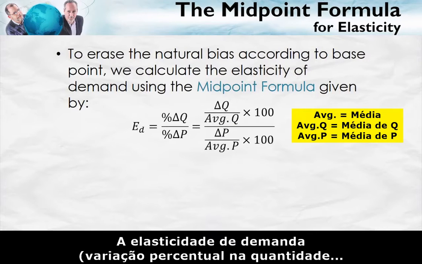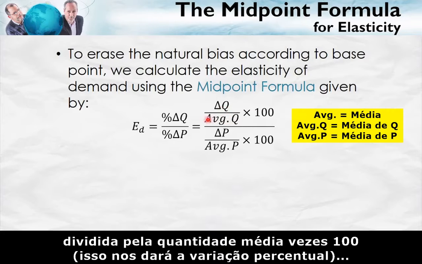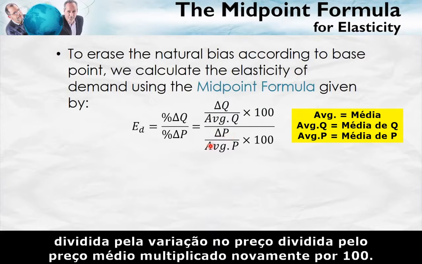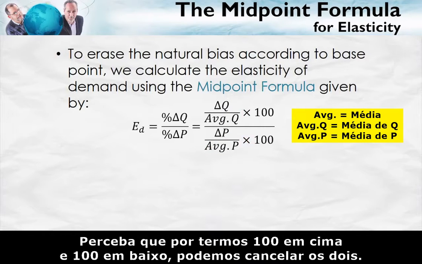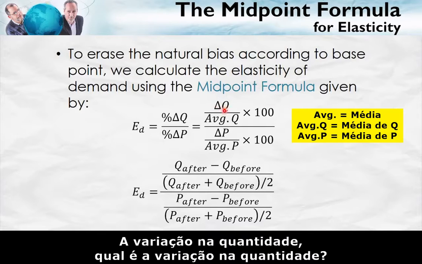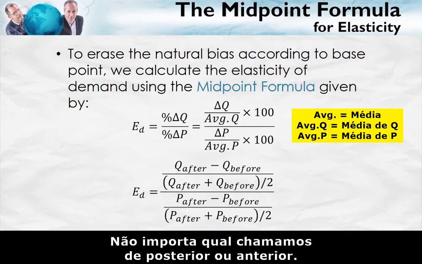So the elasticity of demand, percentage change in quantity divided by the percentage change in price, is the change in quantity divided by the average quantity times 100, that'll give us the percentage change, divided by the change in price divided by the average price, again times 100. Notice since we've got 100 on top and 100 on the bottom, those hundreds we can cancel out. Let's expand this just a little bit more. The change in quantity, what is the change in quantity? Well, let's suppose we have two quantities. Let's call them after and before. It doesn't matter which one we call after or which one before.